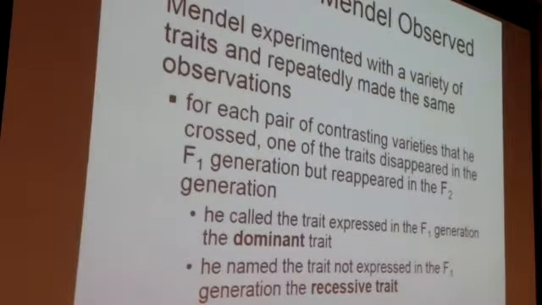And so what he did right here is show that it's not blending. He took a purple flower plant and a white flower plant that he tested first to make sure that they would breed true. And if blending were the case, then their offspring should give light purple flowers. They're not. The purple in the F1s is just as dark as the purple in the parent generation pea plants.